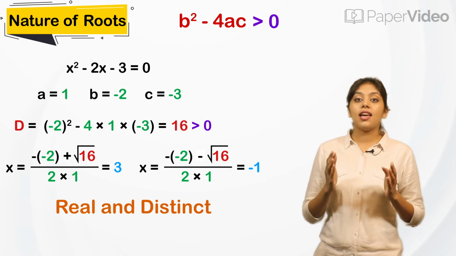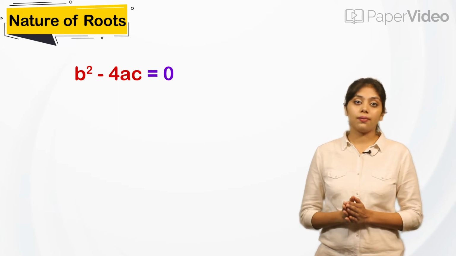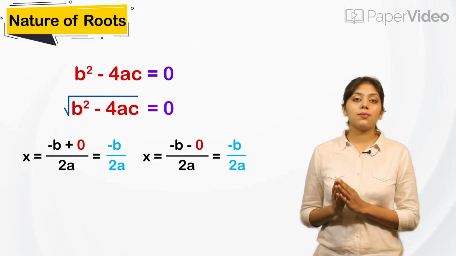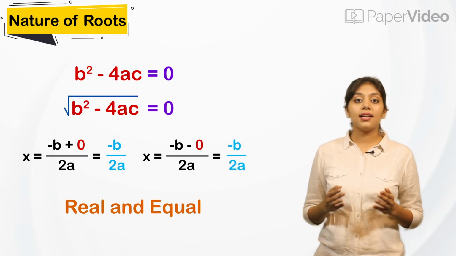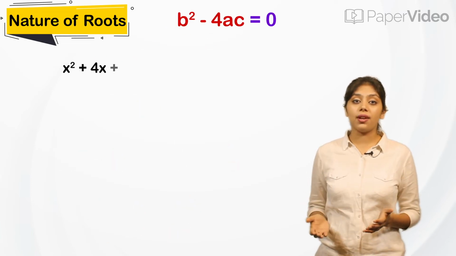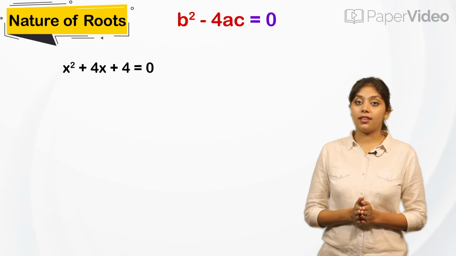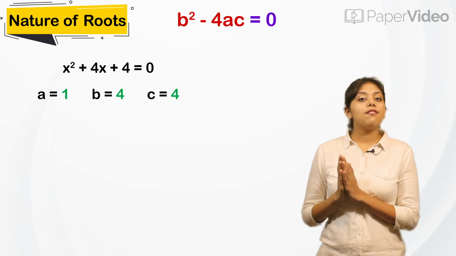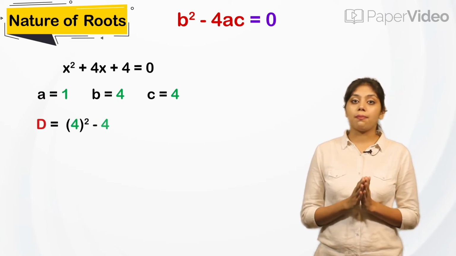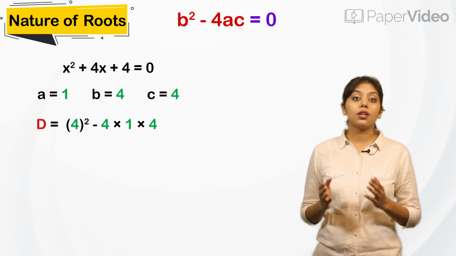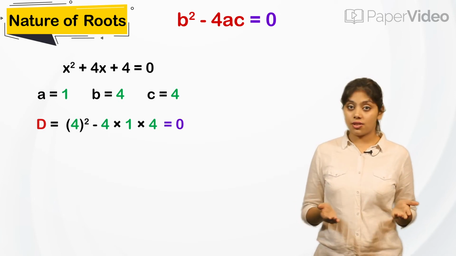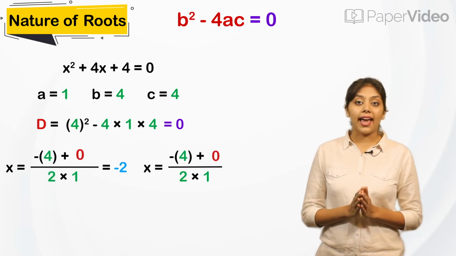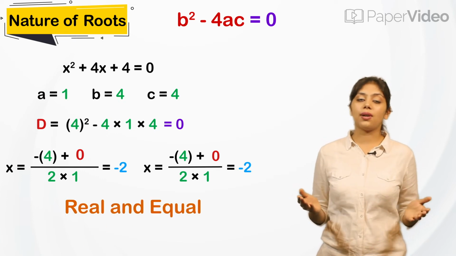In the second case, if the value of discriminant is equal to 0, then its square root will also be 0. Thus, the value of x will be two real and equal numbers. Let's consider an example x square plus 4x plus 4 equal to 0. Here, a is 1, b is 4 and c is 4. So, the value of discriminant is equal to 4 square minus 4 into 1 into 4. On solving this, we get 0. So, using the value of discriminant, we can find two roots of the quadratic equation. And we can see that the roots are real and equal numbers.